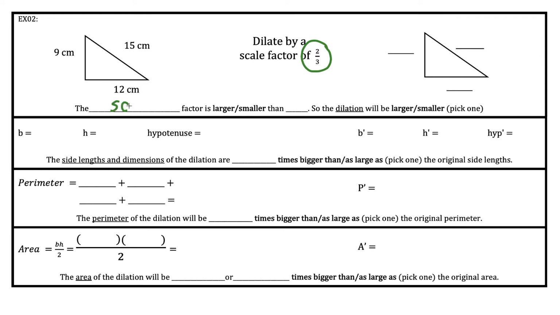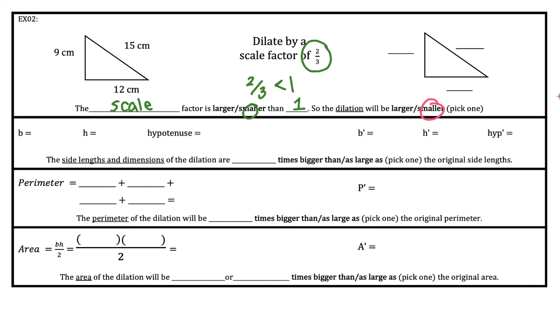So the scale factor is, well, 2/3 is less than a whole. Like 3/3 would be a whole, so 2/3 is less than a whole. So it's smaller than 1. So the dilation, this one over here, will be smaller. It's going to be smaller.